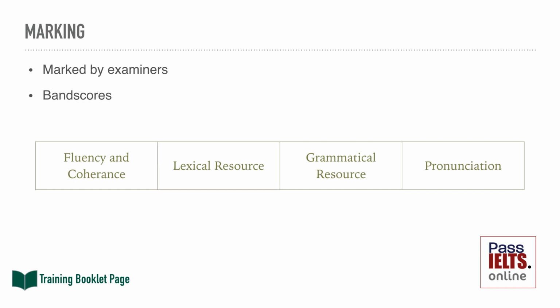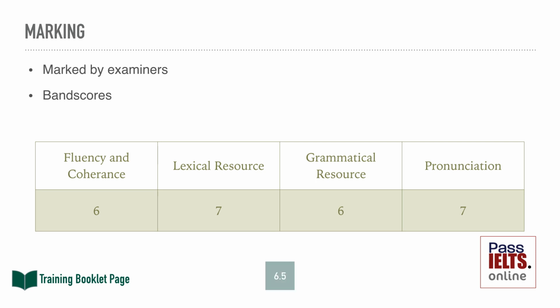Again, you will get 4 band scores, 1 score for each of these band descriptors, which you won't see on your certificate. All you will see on the certificate is the final score, in this case 6.5, as it is an average of the 4 band scores.